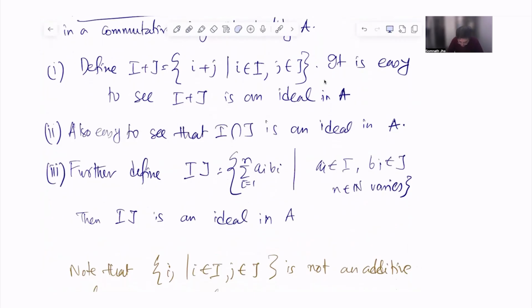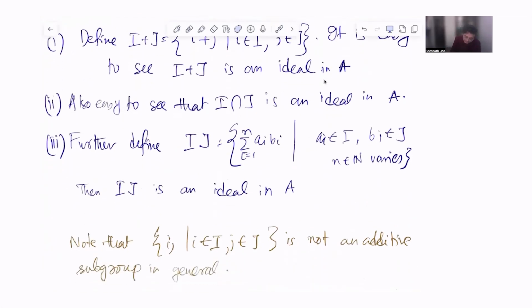So if you just define i times j, where i is in I and j is in J, then immediately what you can see, this is not an additive subgroup. If you take i1 j1 plus i2 j2, there is no reason why it will be of the form i3 into j3. So that's why this is not an additive subgroup in general.